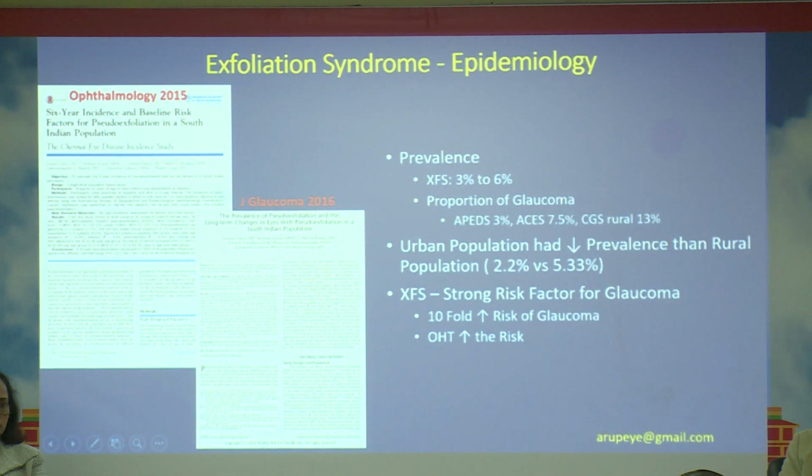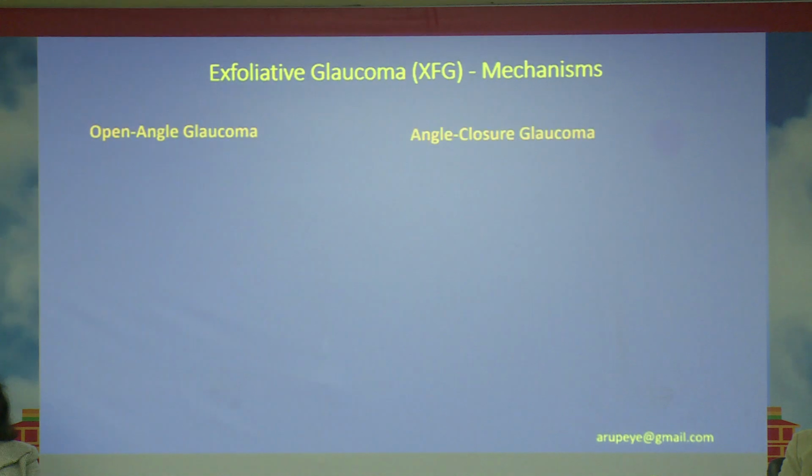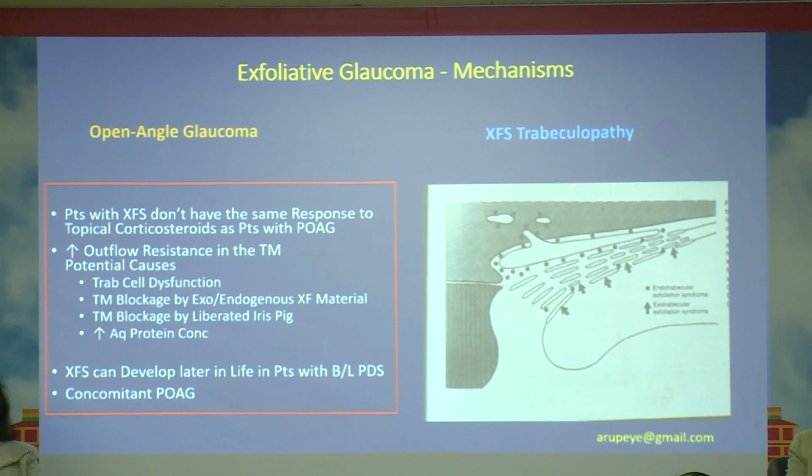syndrome. The study done in Shankar Netralaya showed that urban population had a lower prevalence than the rural population in terms of showing exfoliation syndrome. And ocular hypertension increased the risk of these patients going into the glaucoma stage. As regards the mechanism, open angle mechanism is more important.